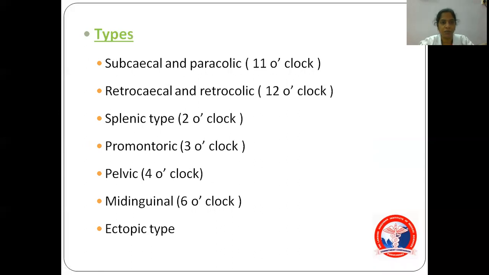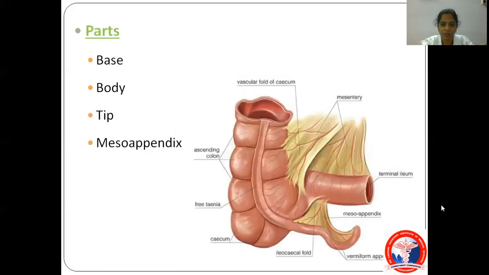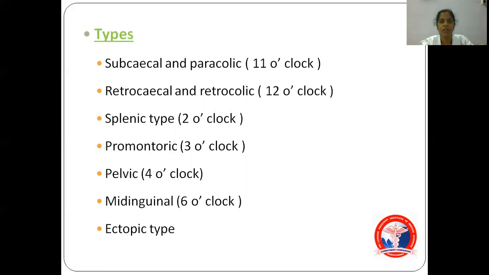Now, various types of appendix are there. The types depend upon the position of the tip of the appendix. The base will be constant, but when you see the tip, it may vary. It may go behind the ileum or in front of the ileum, or it goes towards the inguinal fold, or it goes behind the cecum. So depending upon the position of the tip, we divide this into various types.